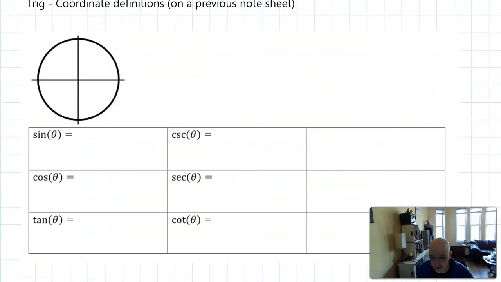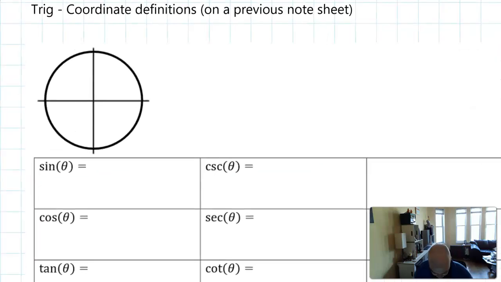So the main prerequisite for this section is the coordinate definitions of the trig functions. And I think we actually filled this out on a previous note sheet. You had a table like this, so you may already have this, but I'm just going to go over it one more time because it never hurts to see again.